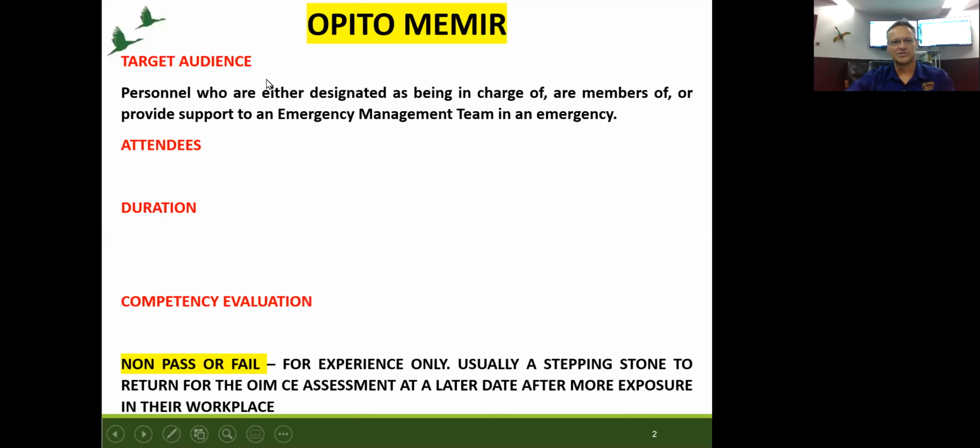So let's look initially at the APIDO MEMIR, starting of course with the target audience. Who is the target audience? Well, personnel who are either designated as being in charge of, or are members of, or who provide support to an emergency management team or an emergency management manager in an emergency. Basically, this is an entry-level course, probably one of our most common courses, because you don't need any prerequisite to attend the course. Importantly, it's a no pass or fail. It's all about exposure and development for anybody involved in that emergency response team.